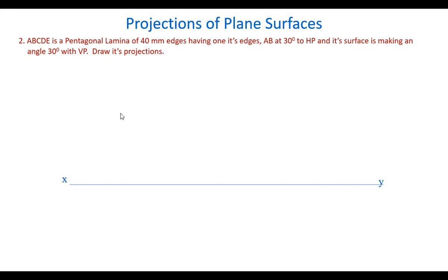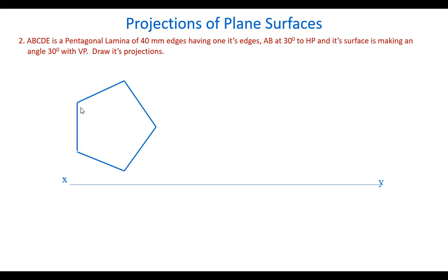So the pentagon is constructed here like this. And how? Whether you have to take this edge perpendicular to the reference line or parallel to the reference line, that is the question. Here, we want this one edge, say AB. We will call this AB. AB is at 30 degrees angle to HP.